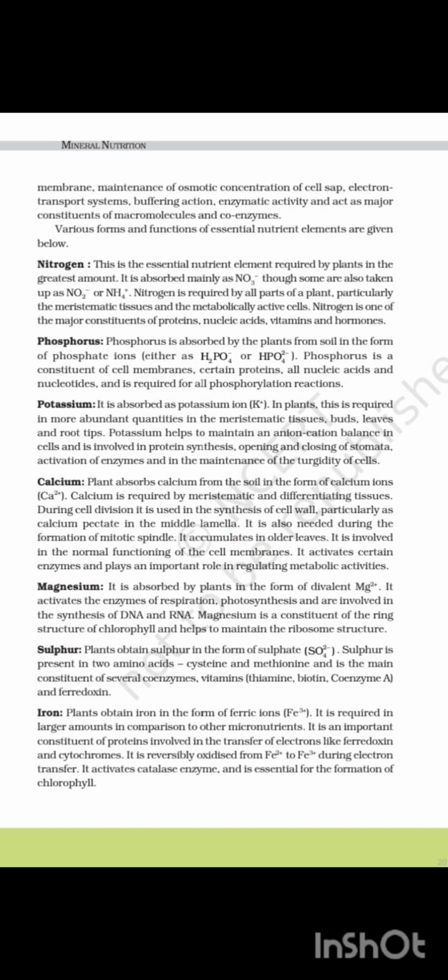It accumulates in older leaves. It is involved in the normal functioning of the cell membrane. It activates certain enzymes and plays an important role in regulating metabolic activities.